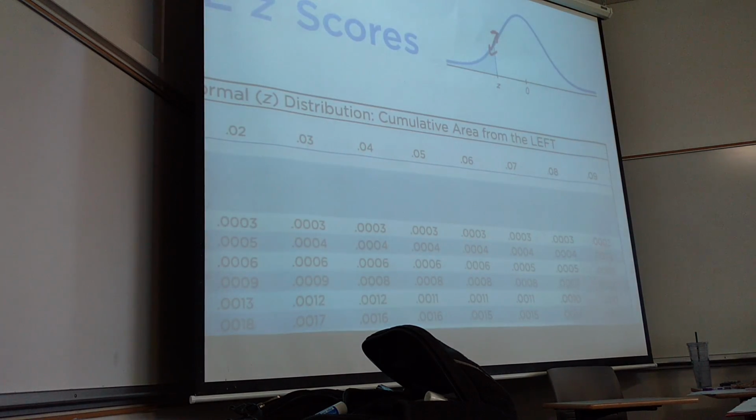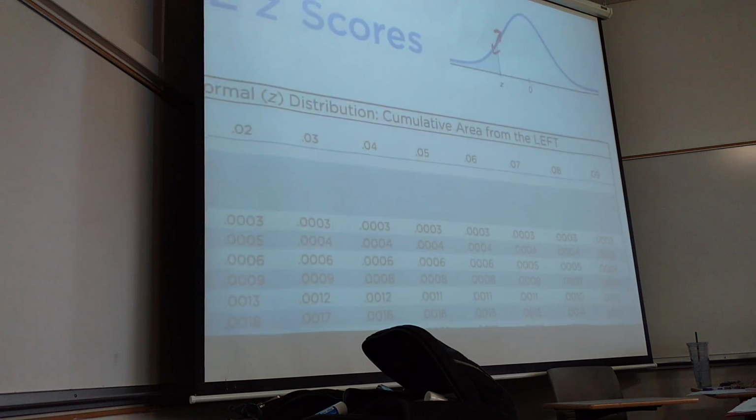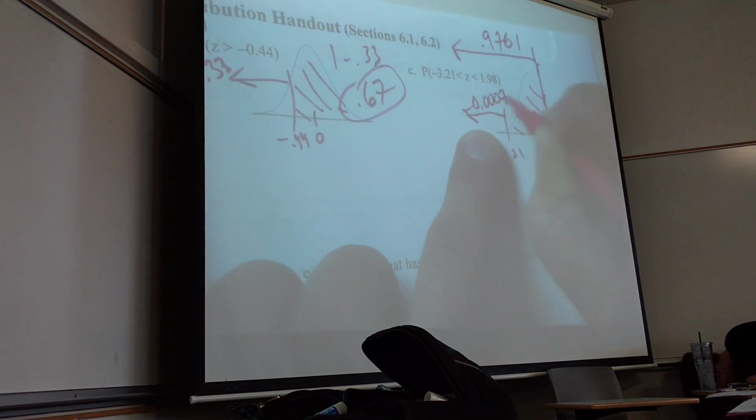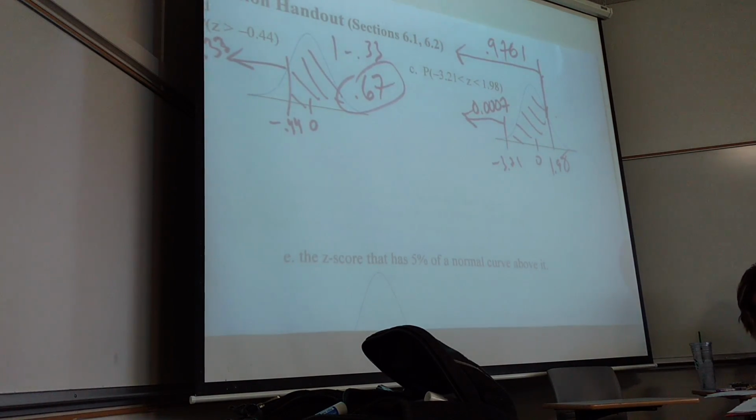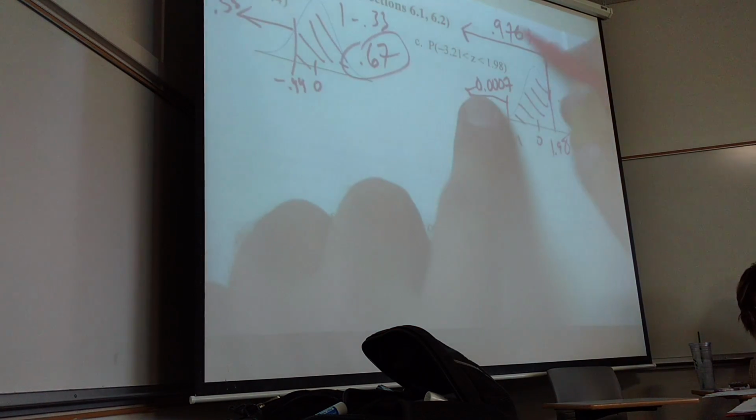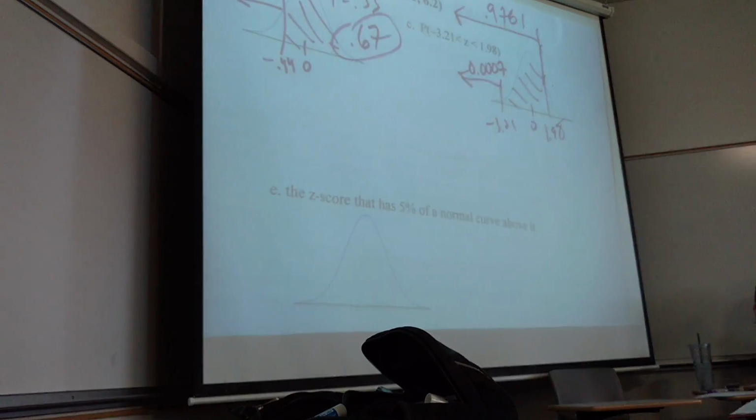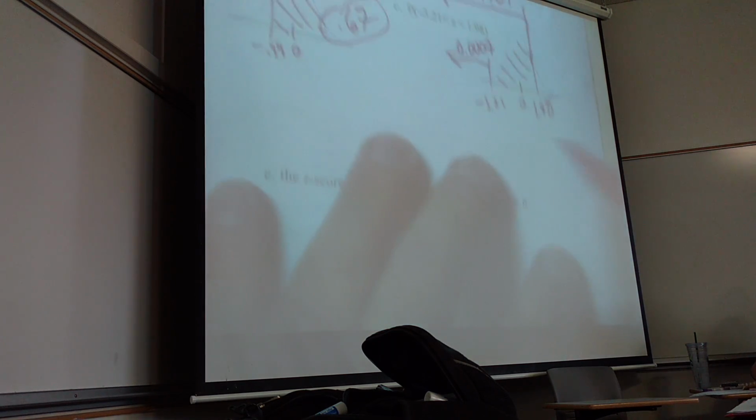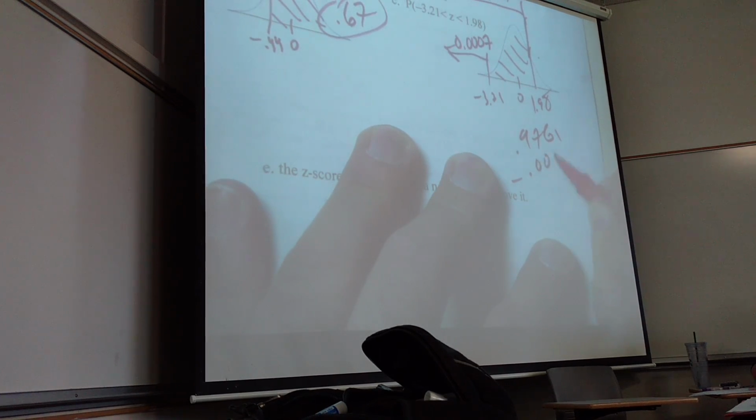How important is that for you to be able to do problems? Not at all. But the more it makes sense to you, the more you understand this. So what did we get? I'm sorry, I forgot. 0.0007. I like it. And now you just do what with these areas? Subtract. To get the area in between. Let that make complete physical sense. 0.9761 minus 0.0007 is 0.9754.